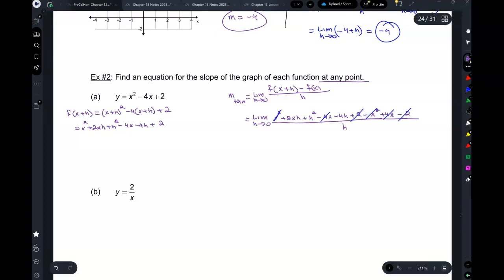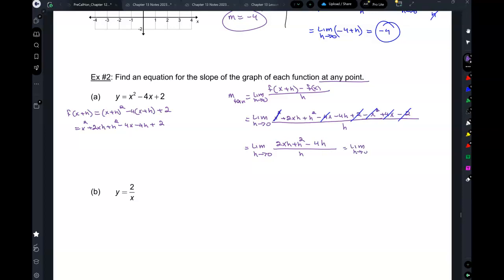So now I have the limit as h approaches 0 of 2xh plus h squared minus 4h over h. By the way, what happens if I plug in h now? I get 0 plus 0 plus 0 over 0, indeterminate. That's why we have to factor stuff out. So limit as h approaches 0, factor out an h, these go away. Now that the problems went away, I can plug in 0 for h, and I get 2x minus 4. So the slope of the tangent line is 2x minus 4.